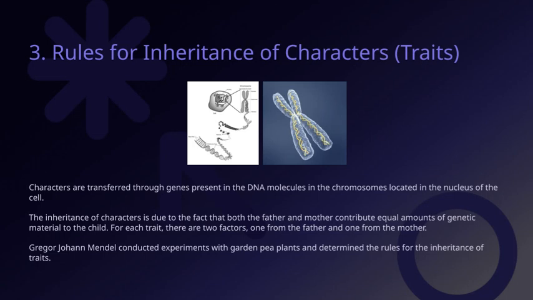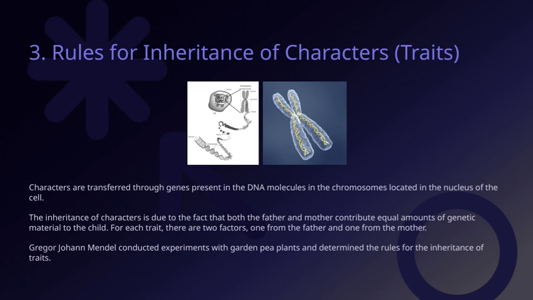So, Gregor Johann Mendel, a pioneering scientist, carried out experiments with garden pea plants that really laid the groundwork for our understanding of inheritance. Through these experiments, he was able to identify the fundamental rules that govern how traits are passed from one generation to the next.